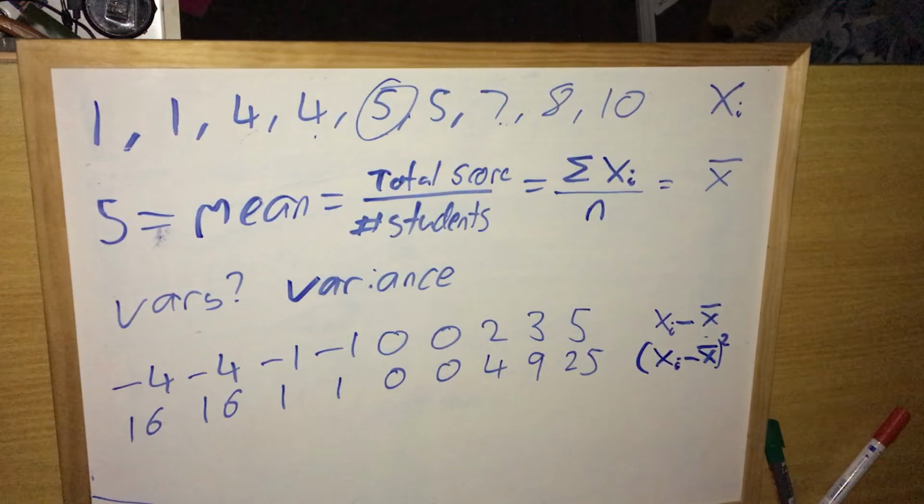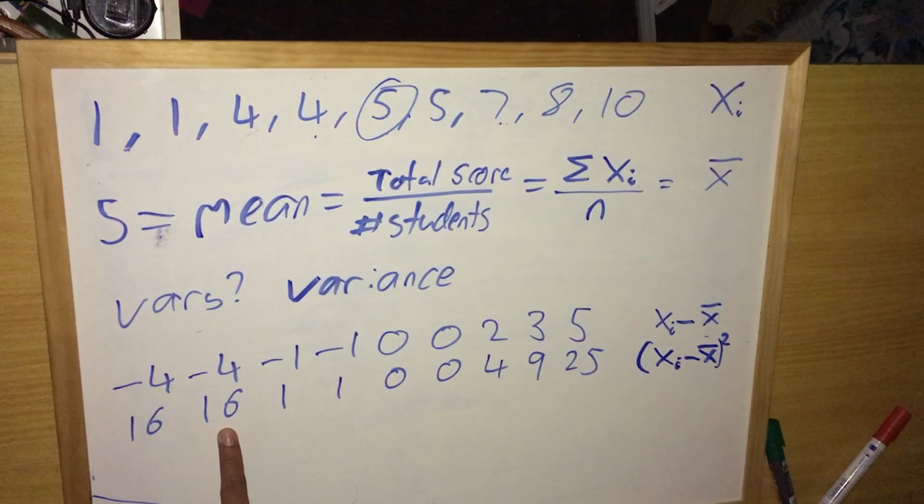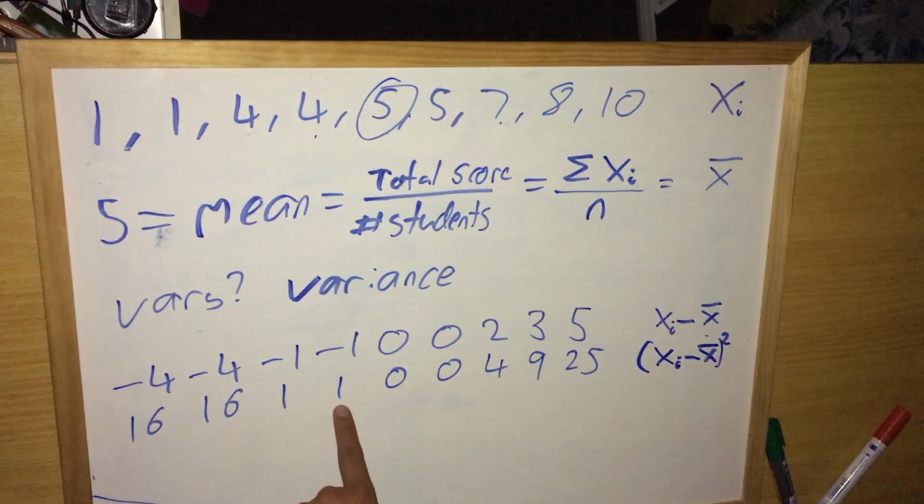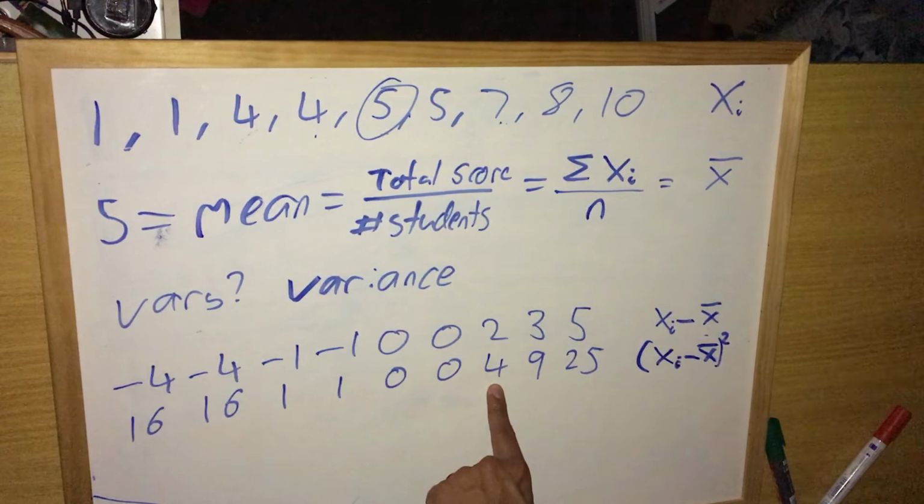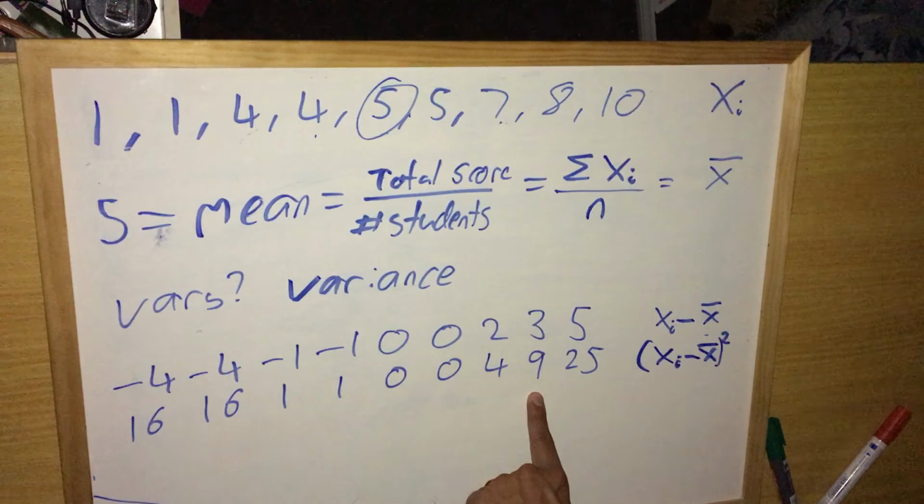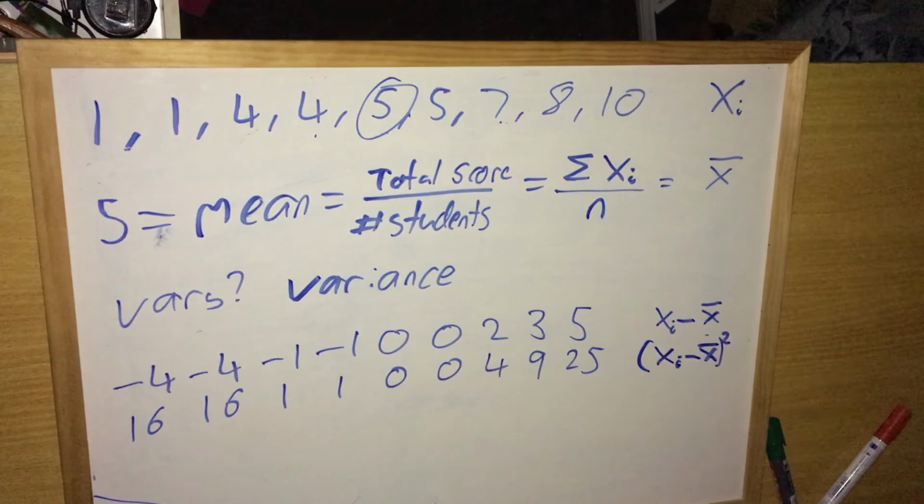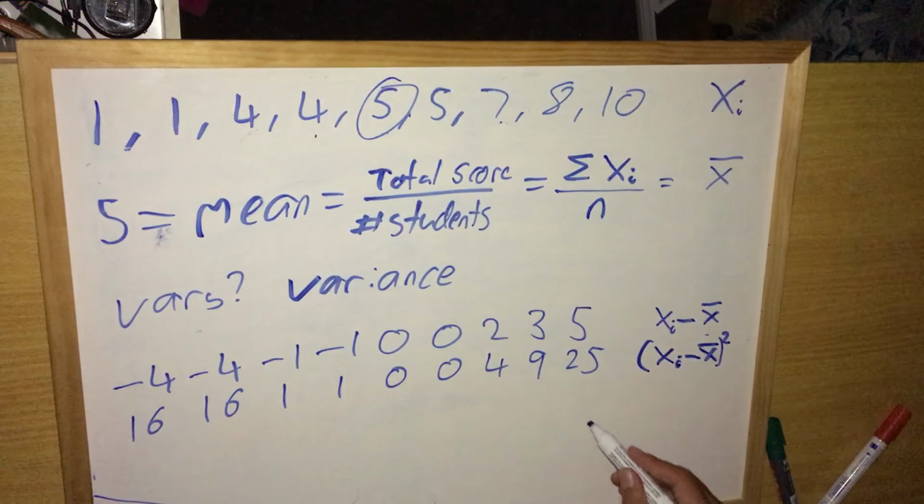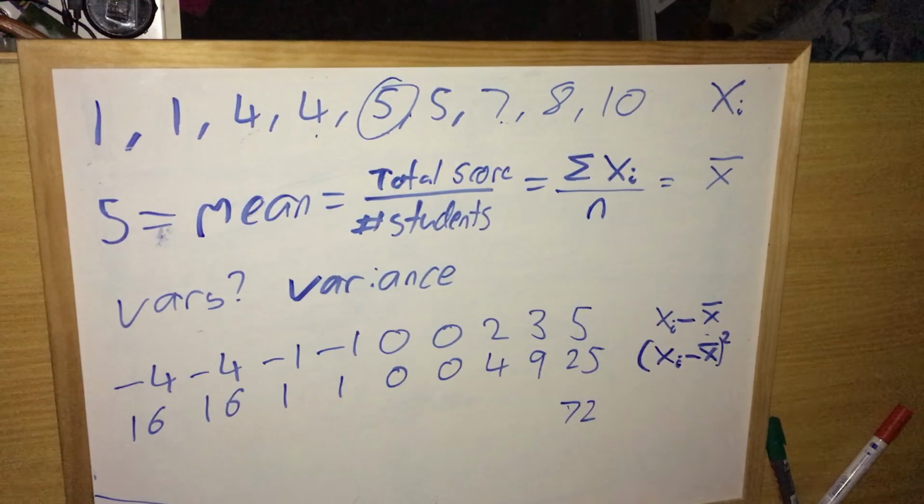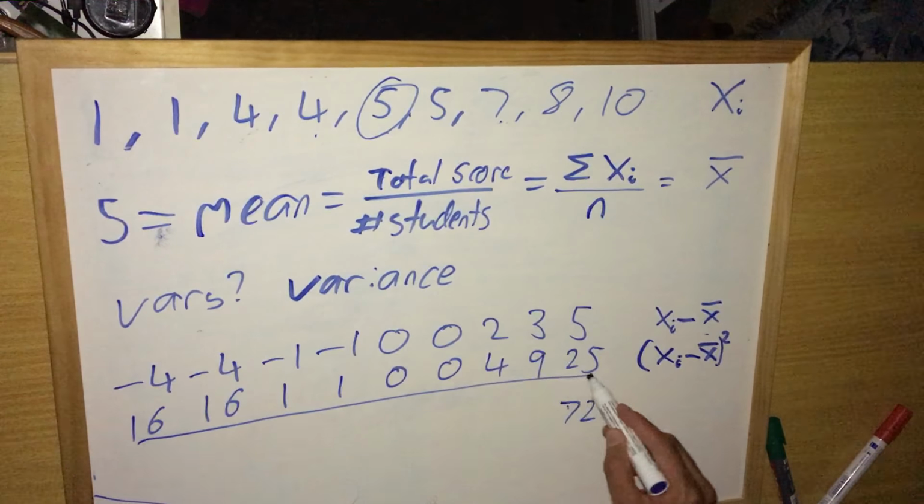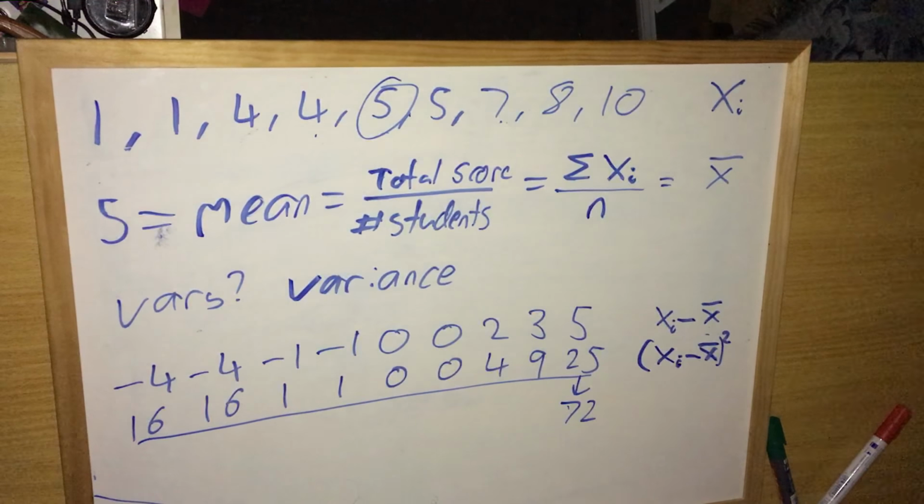Okay, so before we can work out the variance, we need to add all these numbers up here together to get the total variance. So let's do that. 16, 16 is 32, 33, 34, 38, 47, and 25 is 72. So you can check yourself that later, but all of these added up together equals 72.